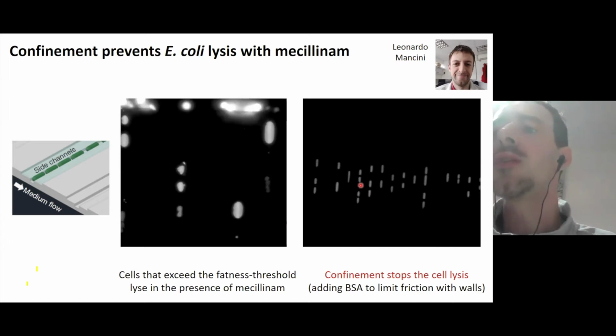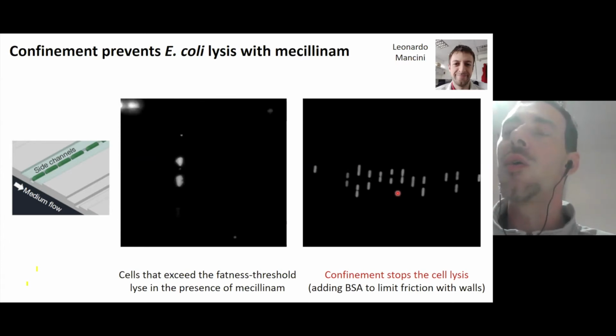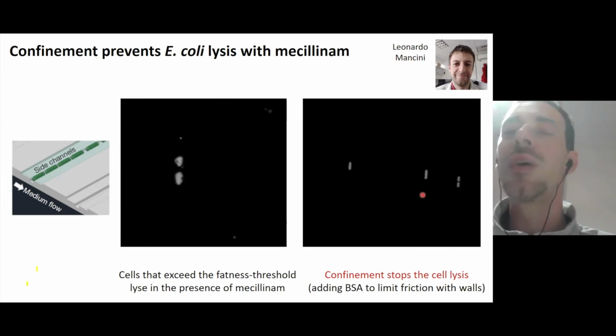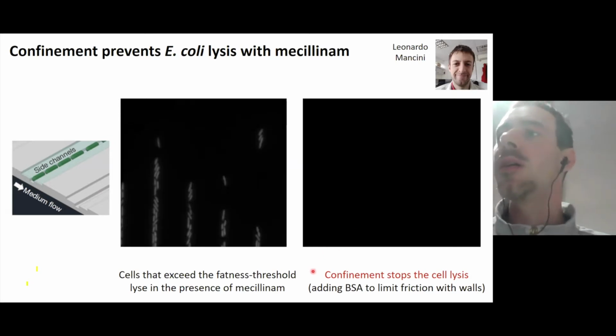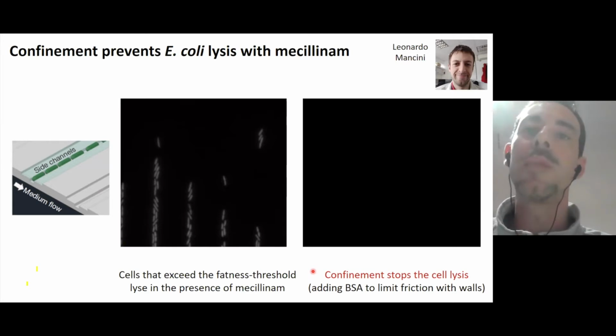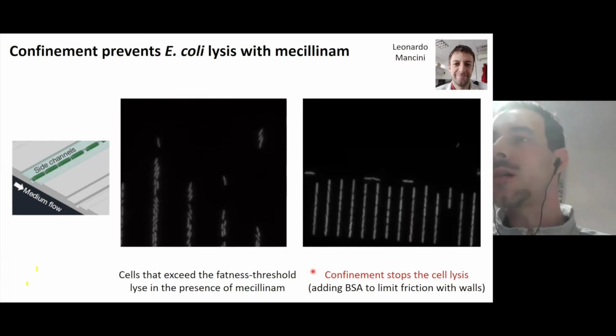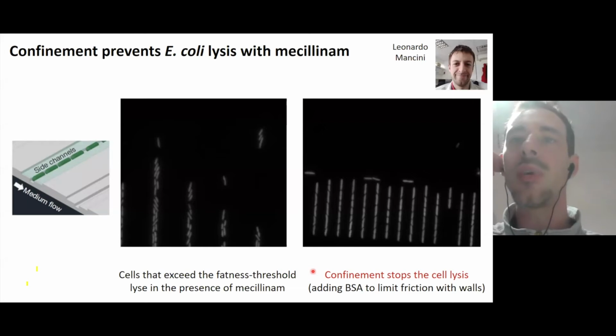In the second video, instead, you see that they grow without exploding. Why is that? Because they were put in a narrower chamber, so that they cannot exceed the fatness threshold, and these geometric, or mechanical, constraints enable them to still divide without lysing. So that was again another confirmation of the goodness of our model.